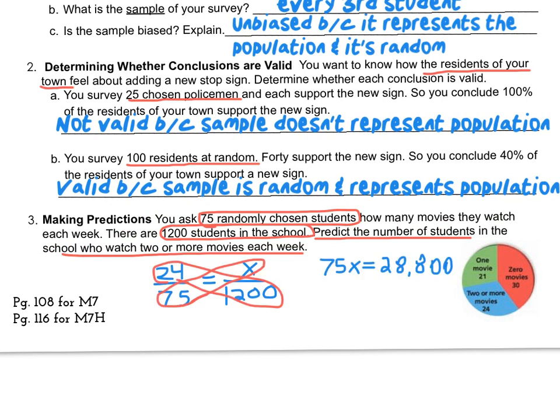Okay, so doing the cross products, we have 75x and then 24 times 1,200, and we get this. 75x equals 28,800. And then you're going to divide by 75 on each side. Okay, and then we're going to get our answer. So our answer is x equals 384. And then we're going to write students.